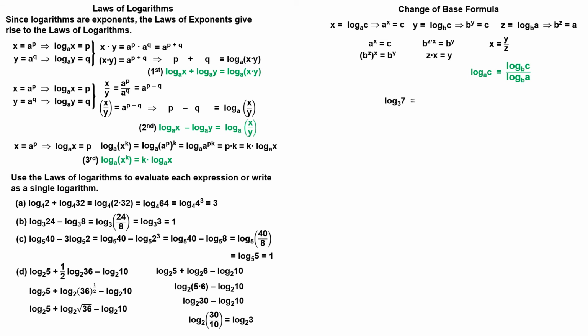As an example, let's use the change of base formula to evaluate log base 3 of 7 to 3 significant figures. Change the logarithm to base 10. For base 10 logarithms, the 10 is omitted. Now we use a calculator to evaluate the answer.